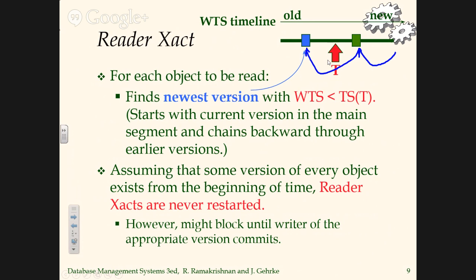And that's about it. By assuming that there's a version of every object, a reader will never be restarted. And why should there not be a version of every object? If you lose a version of the object, then you're in trouble. But again, the reader might block until the writer of this commits, but this is just to ensure recoverability. So readers are simple. You just traverse the linked list of copies until you find the right one to read, and that's it. And then you can continue.